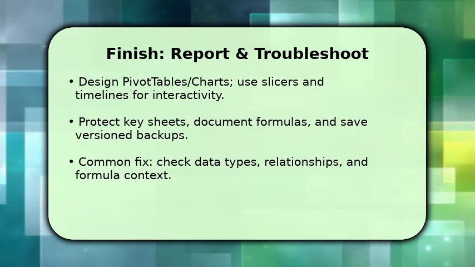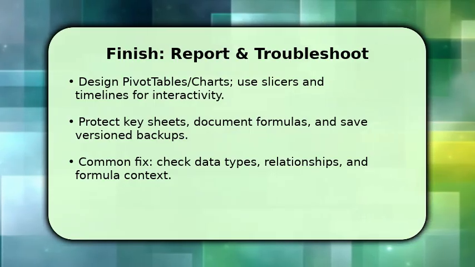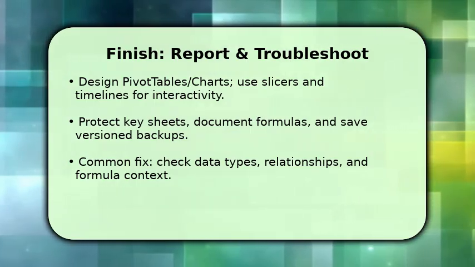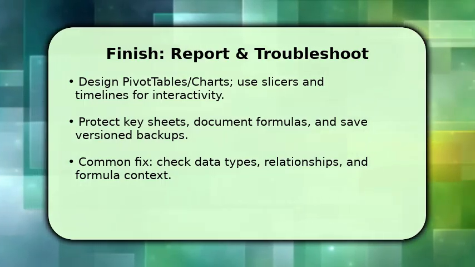If things go wrong, first check data types and table relationships, then inspect measure filter context. Correcting those usually fixes incorrect totals or missing rows, and then refresh to confirm the repair.